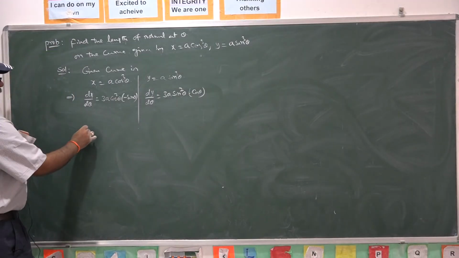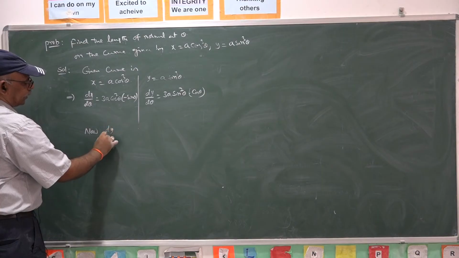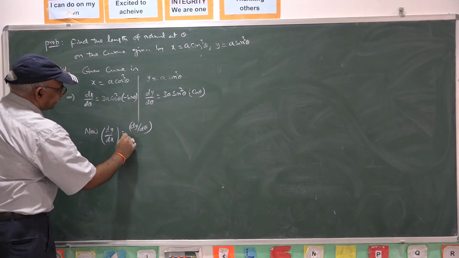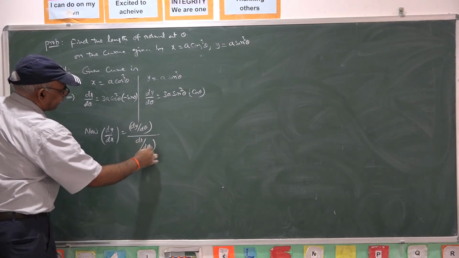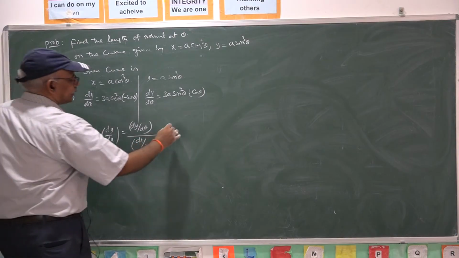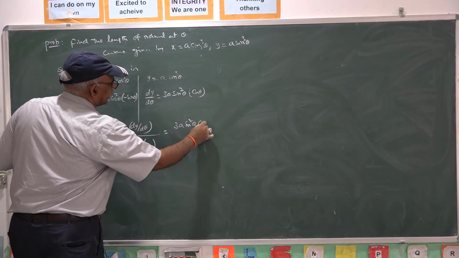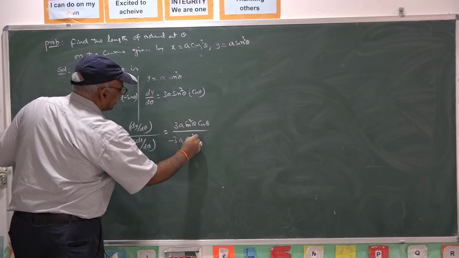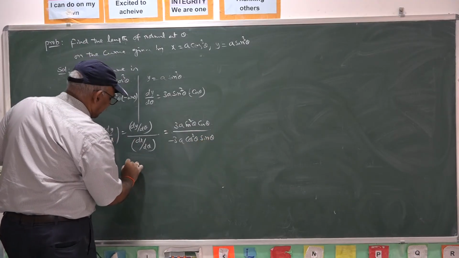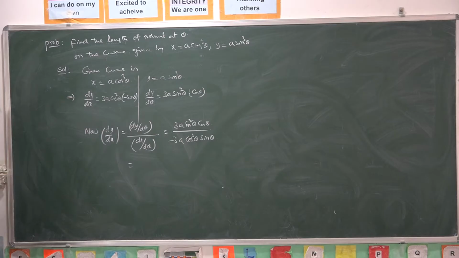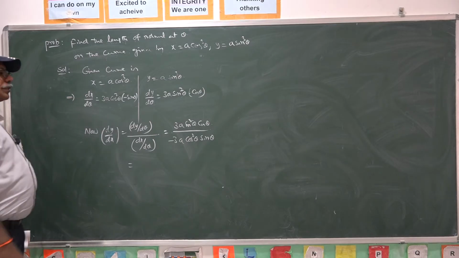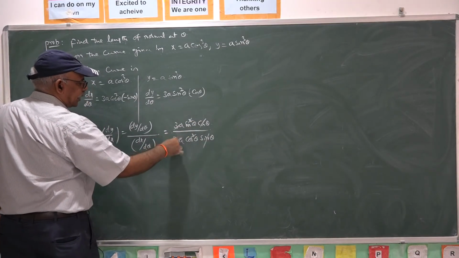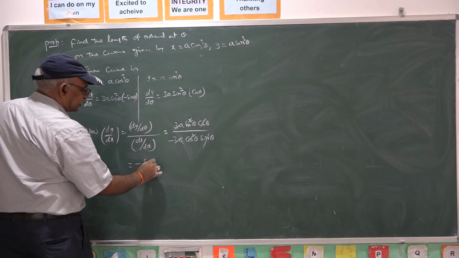Now dy by dx is dy by d theta by dx by d theta. dy by d theta is 3a sin square theta cos theta by 3a minus cos square theta sin theta. That is 3a sin square theta cos theta by minus 3a cos square theta sin theta. One sin theta cancels, one cos theta cancels, 3a cancels. So we get minus sin theta by cos theta.